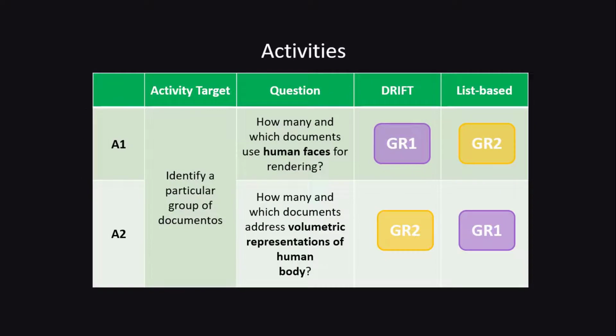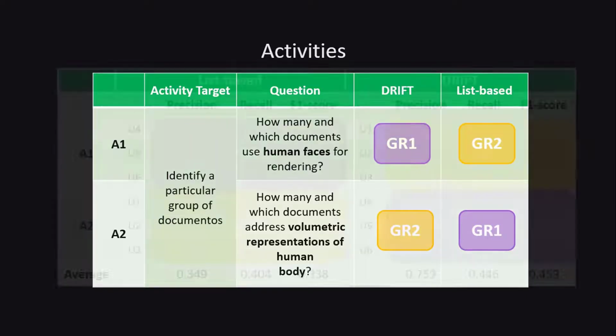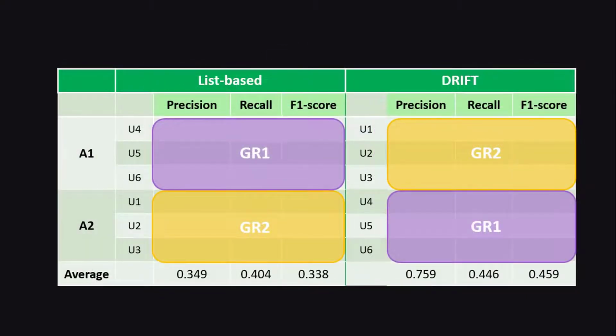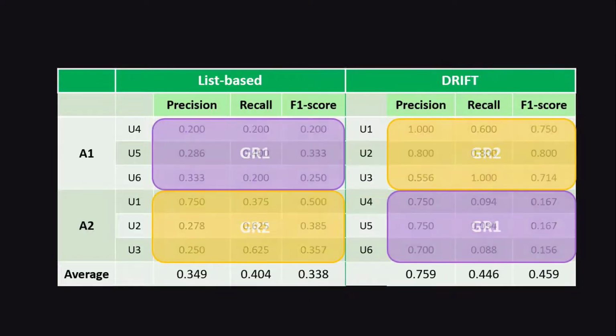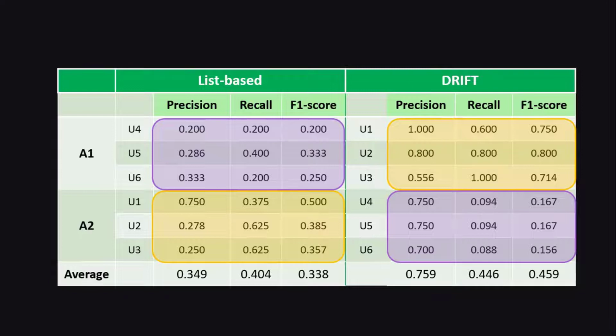We set up 2 search activities, A1 and A2, using 2 specific questions. To evaluate the relevance of documents retrieved, we computed precision, recall, and F1 score measures. Here, one observes that in A1, users of the list-based interface obtained significantly lower performance in terms of all measures. And in the A2 activity, Group 1's average precision decreased while Group 2's increased considerably. For instance, user 4, who obtained the poorest precision in A1, improves performance, obtaining 0.75 of precision in A2.